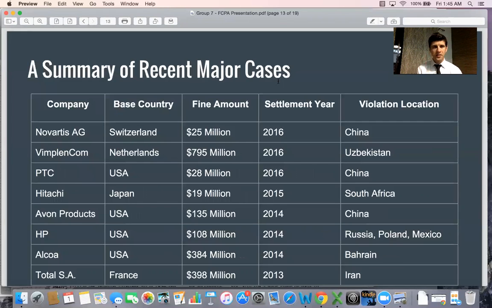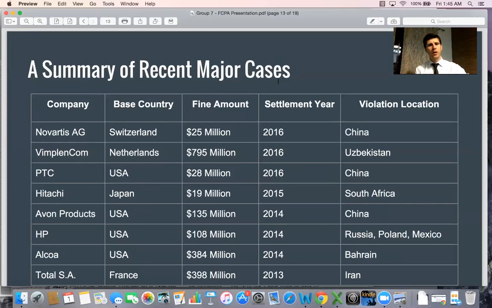This chart here is just a quick summary of some of the recent cases settled, and we picked some of the big ones. Obviously there's a longer list with more cases, but these were the big ones. And as you can tell here, the companies don't have to be from the US, they're from all over. And if you read their settlements, they're actually not much. As you can tell here, the violation location is either in India, Asia, Eastern Europe, and other places.